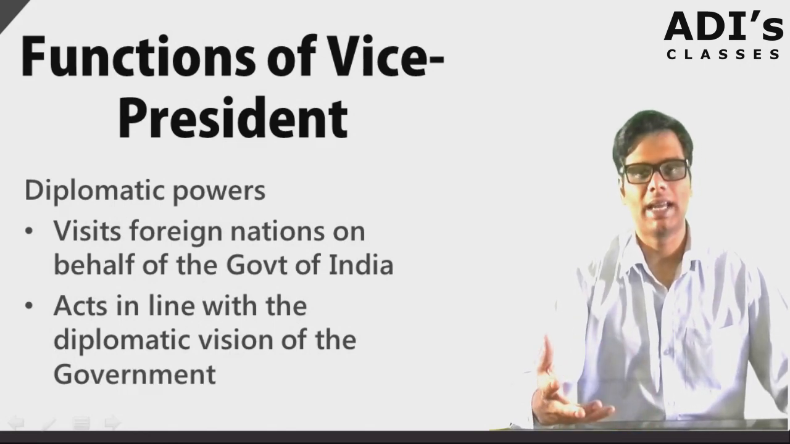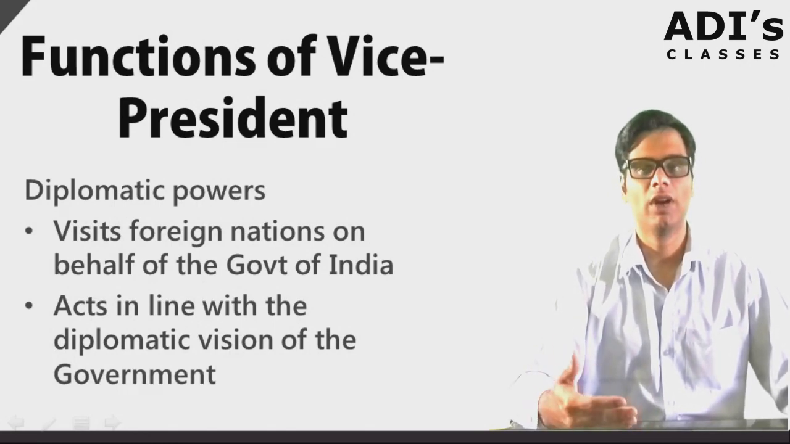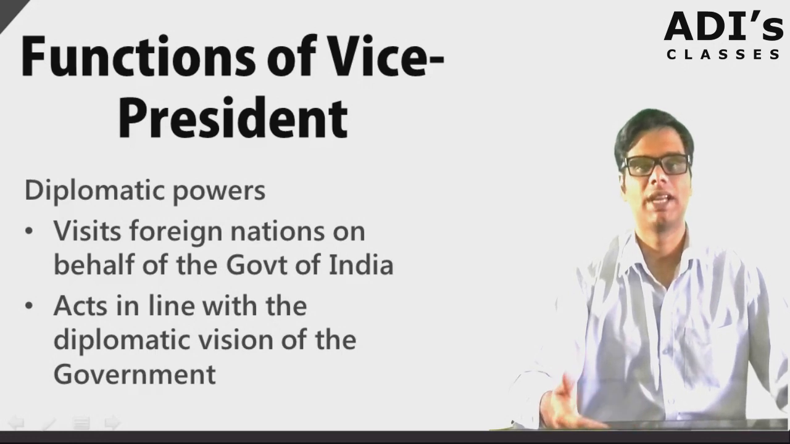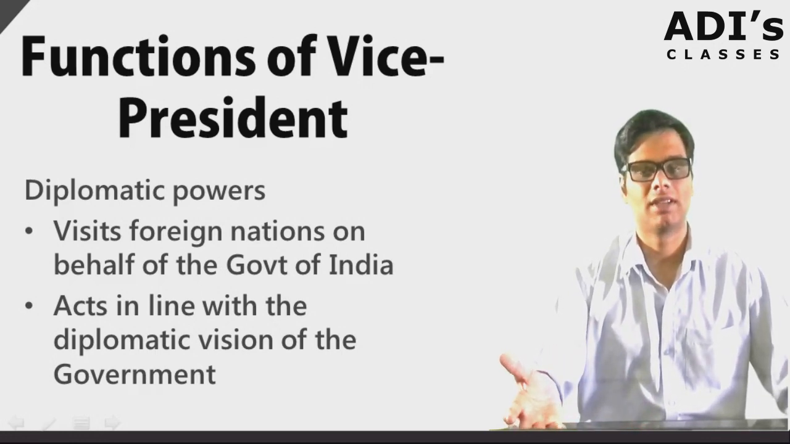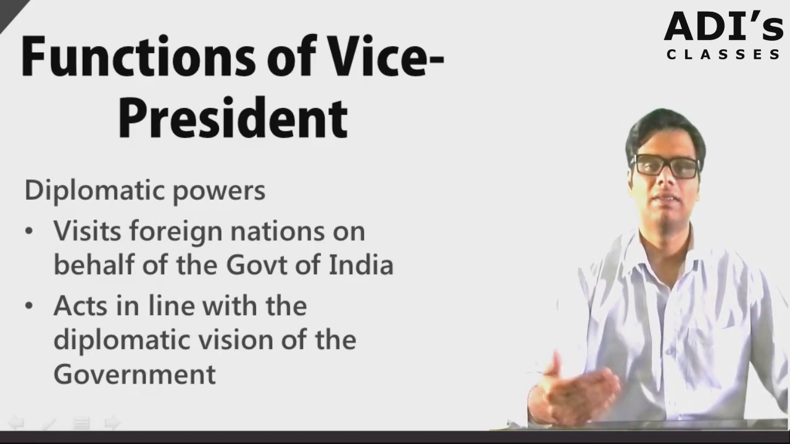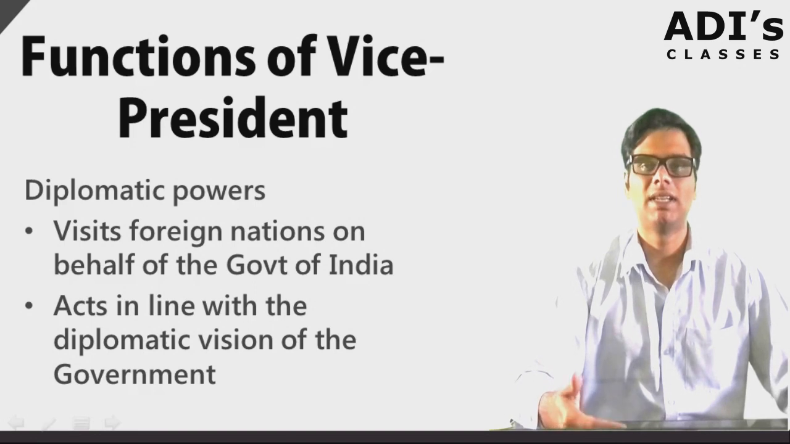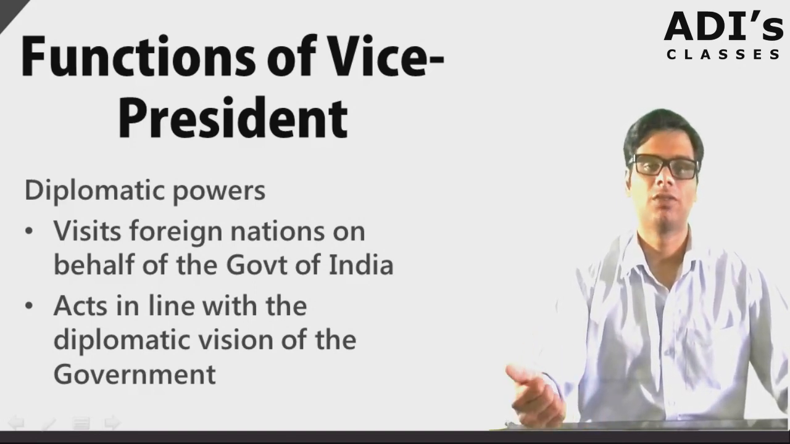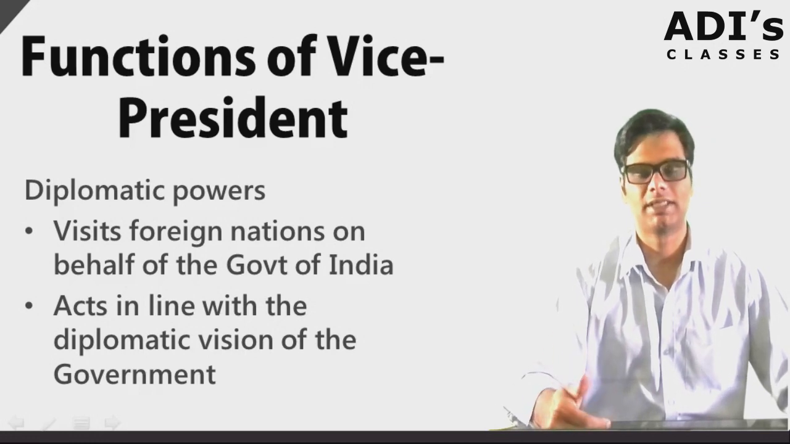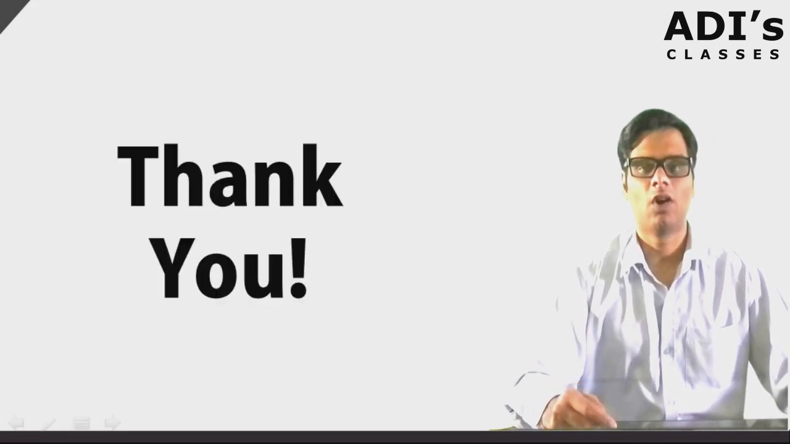So you would have seen many times that the Vice President of India is going abroad and he is meeting heads of state, heads of government. When the President or the Prime Minister is not able to travel because they are busy or they are stuck with some other work, then the vice president goes, because the vice president is the second most important powerful symbol in the order of precedence. So this concludes the video on vice president.